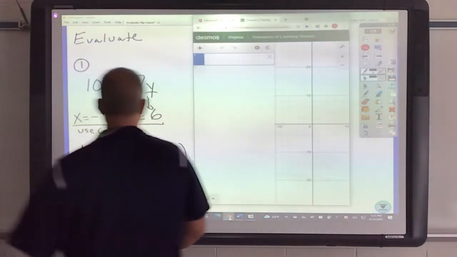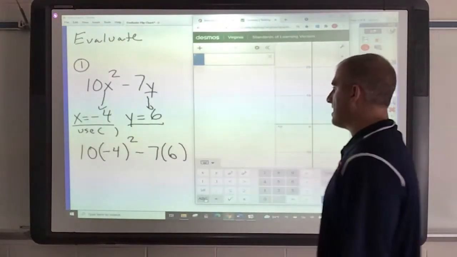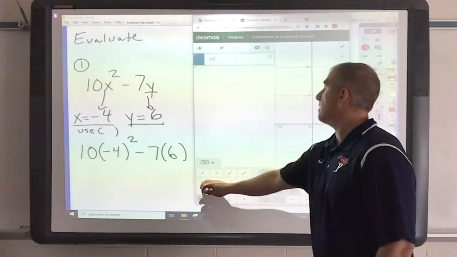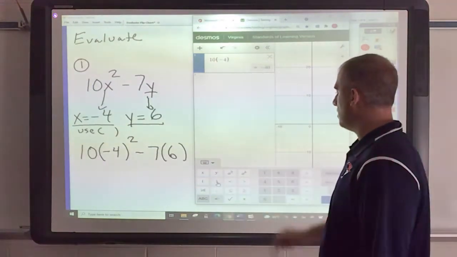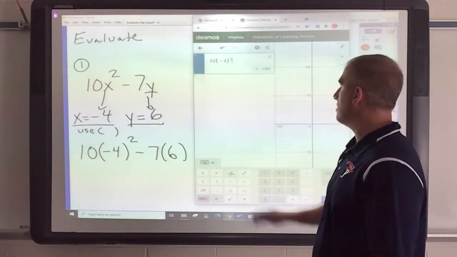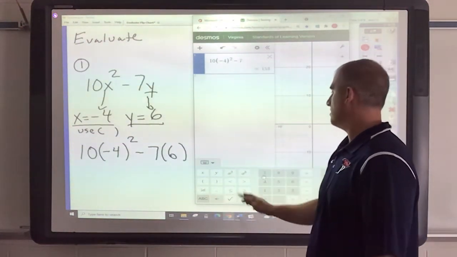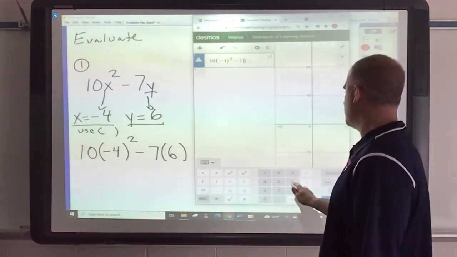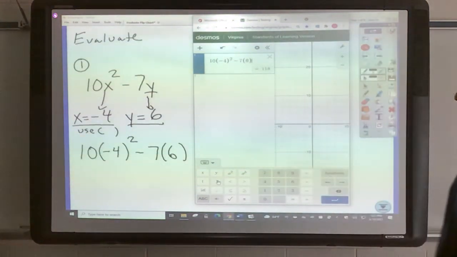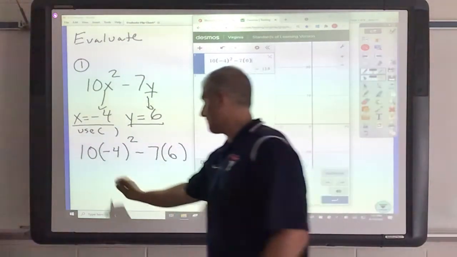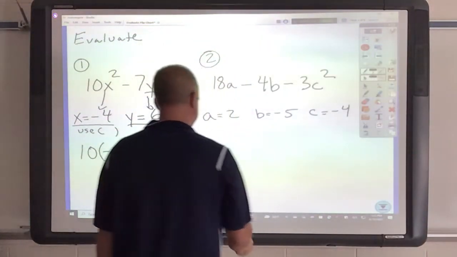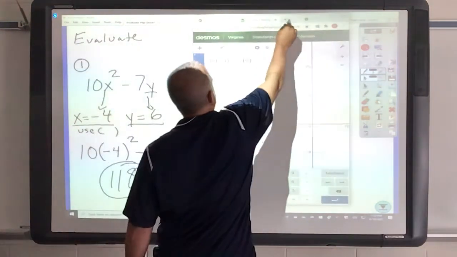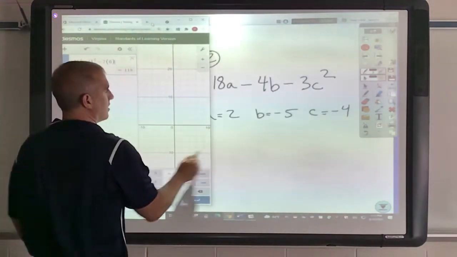So very simply in Desmos, and you really don't make it that hard, 10 parentheses, -4 parentheses. Here is the button for squared, okay? -7 parentheses, 6 parentheses. And that answer of 118 is your answer. Okay, all right. So all you got to do in essence is just match up the letters with what you have.